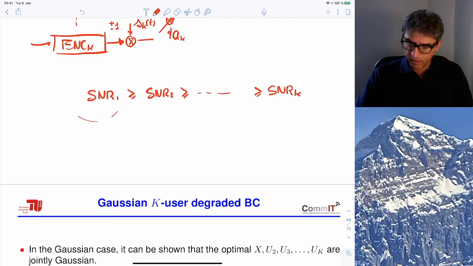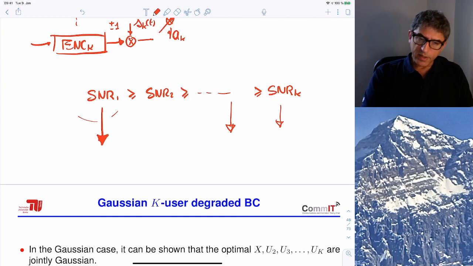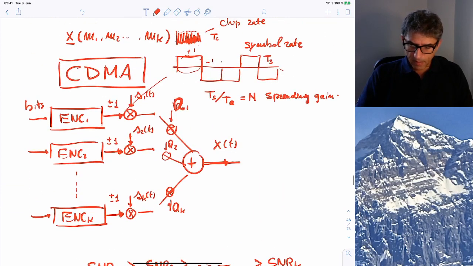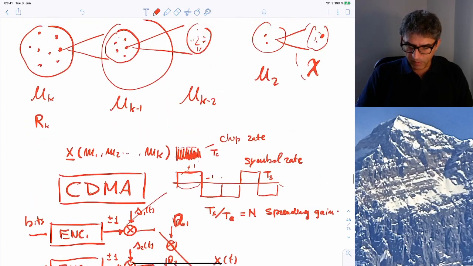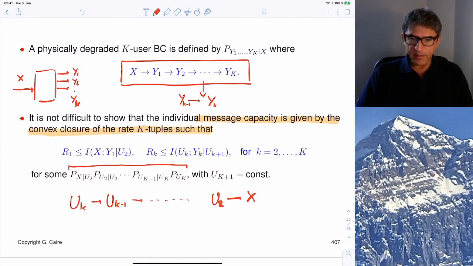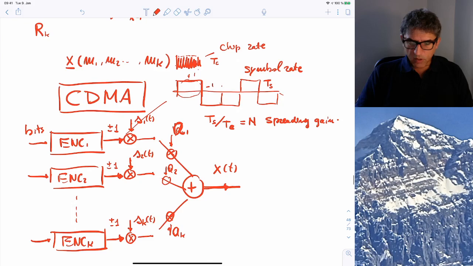Basically, the worst user decodes its own signal, treating everything else as noise. Then the second worst user will decode the signal of user K first, and then decode its own signal and treat everybody else as noise. So essentially, every user uses successive interference cancellation and successive decoding until it decodes its own signal. User 1 will eventually decode all the signals and find its own signal in interference-free conditions. This is called a successive interference cancellation decoder. And this is a very practical way to implement precisely this K-user degraded Gaussian broadcast channel in a scheme that is used in practice.